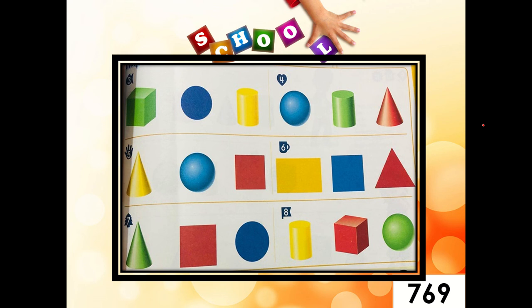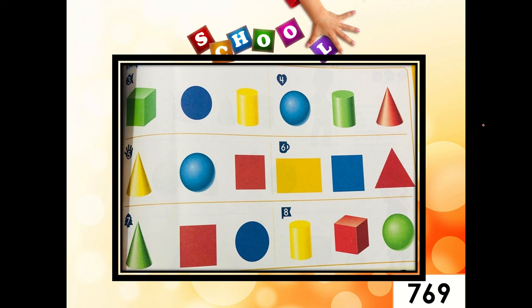Now, this page 769. For this page, KG, let's do number 3 and 4 together. And then for number 5, 6, 7, and 8, please do it alone. I will just give you the clue and then try to figure out what solid figure that is.